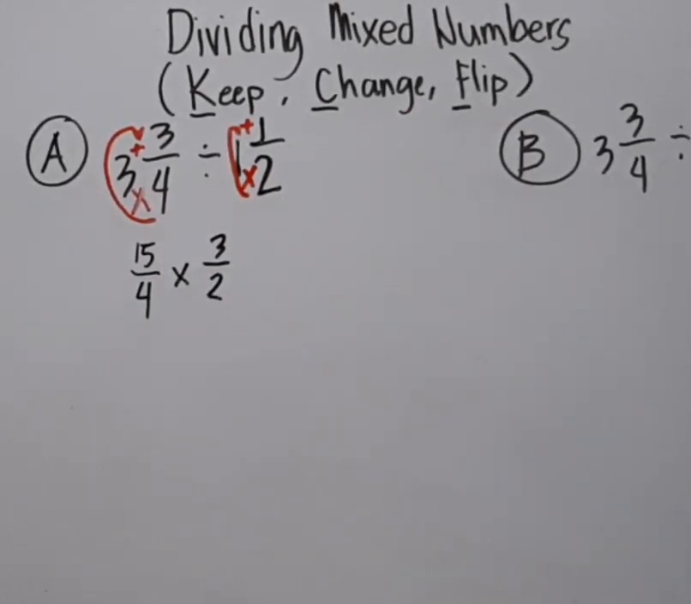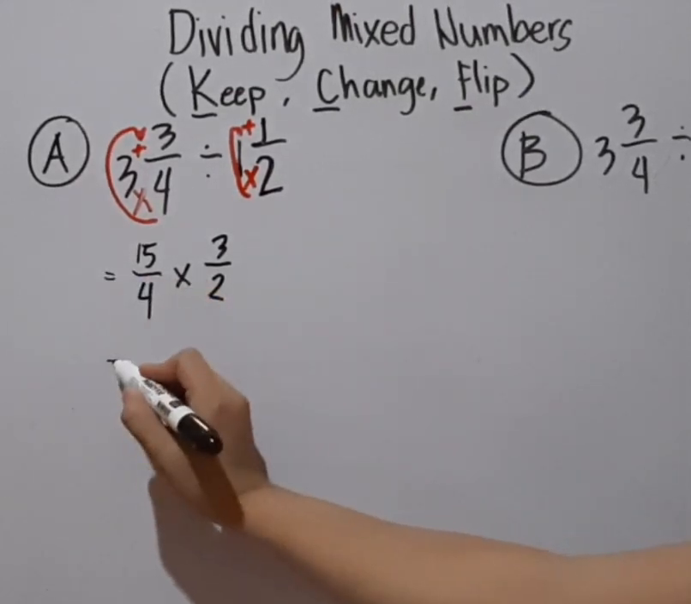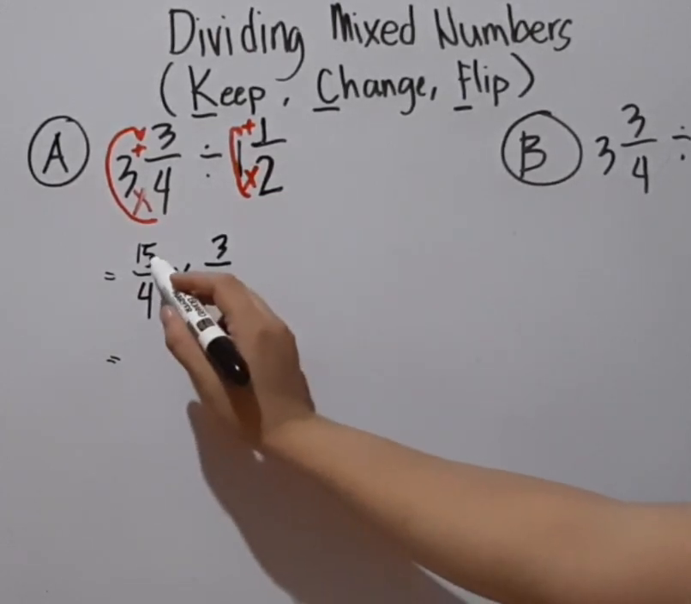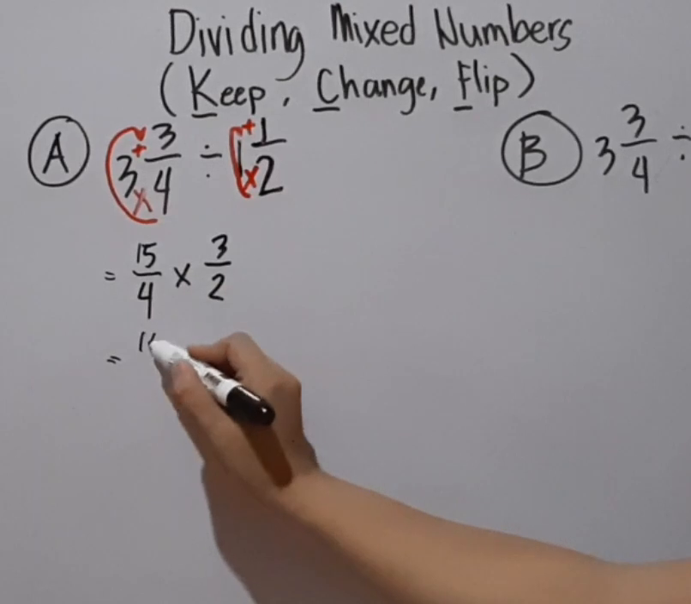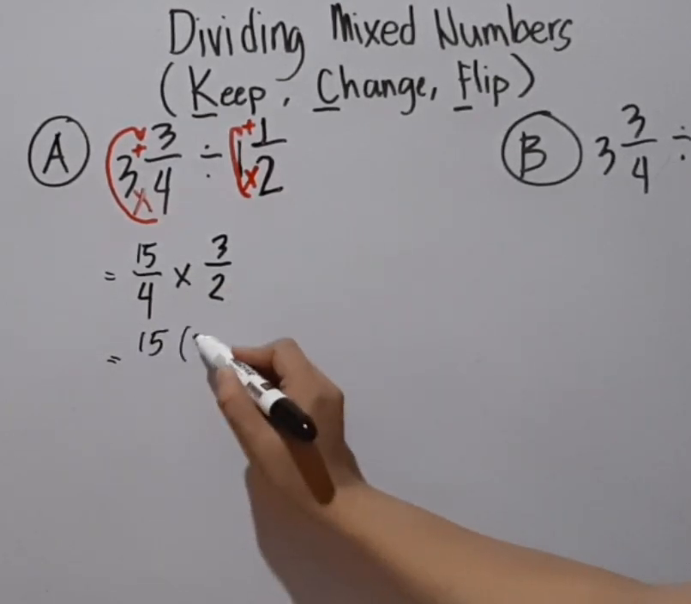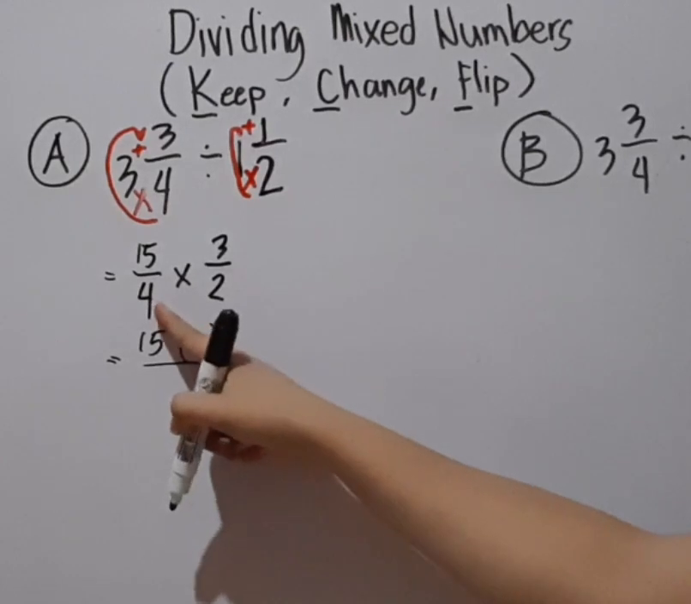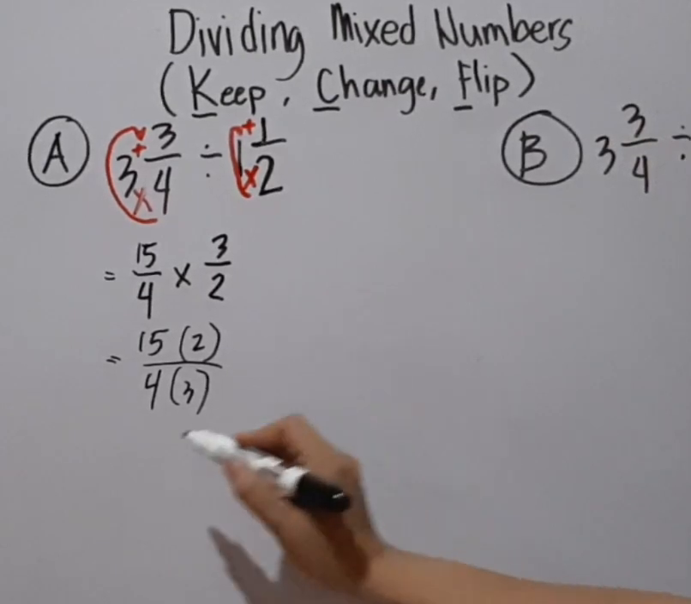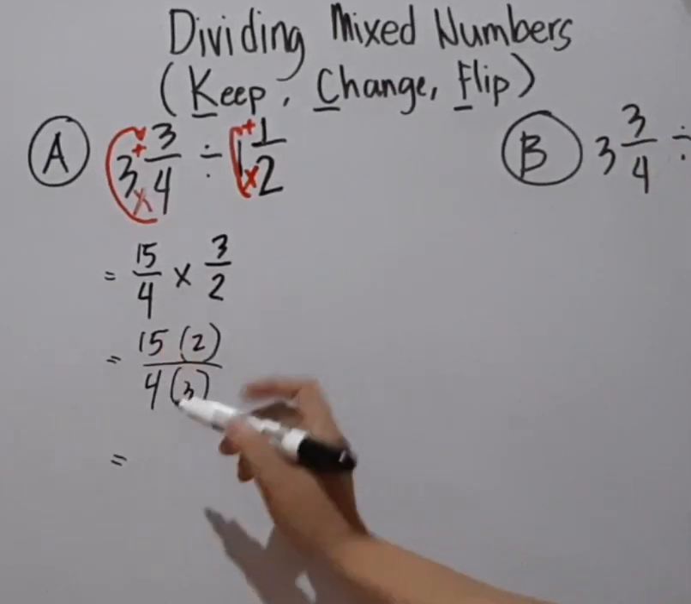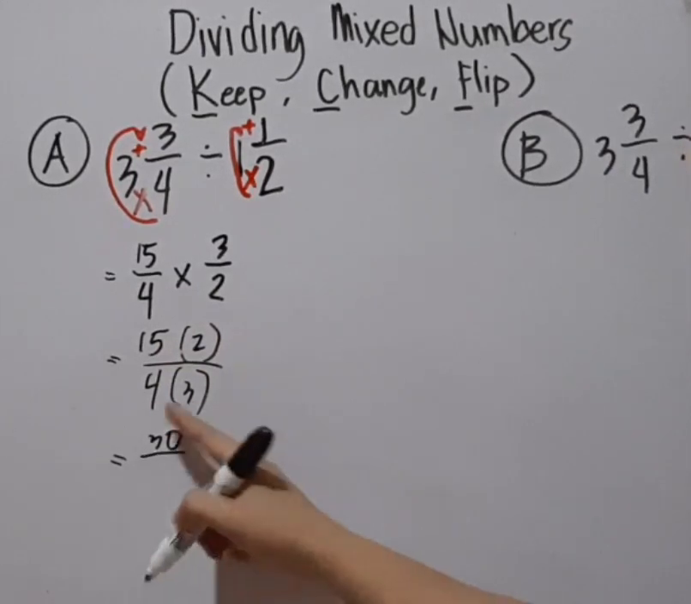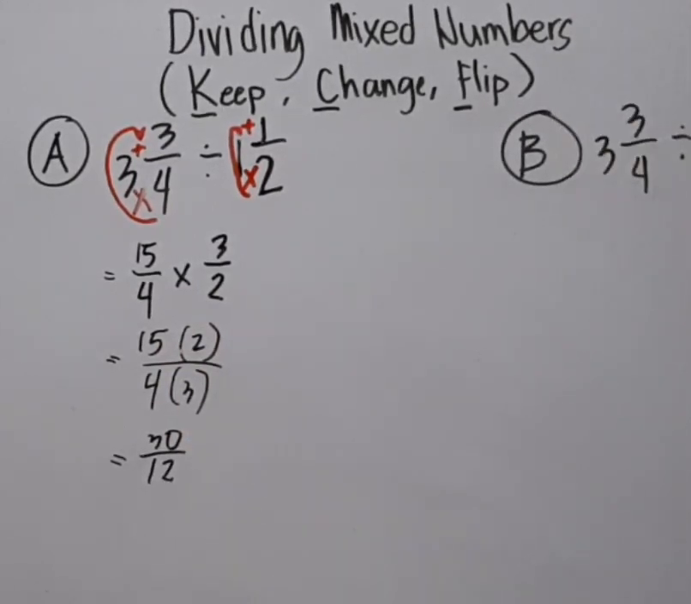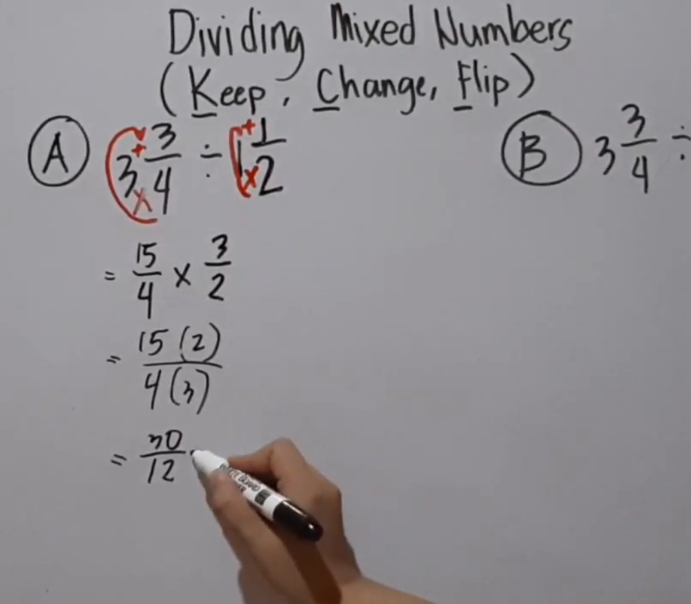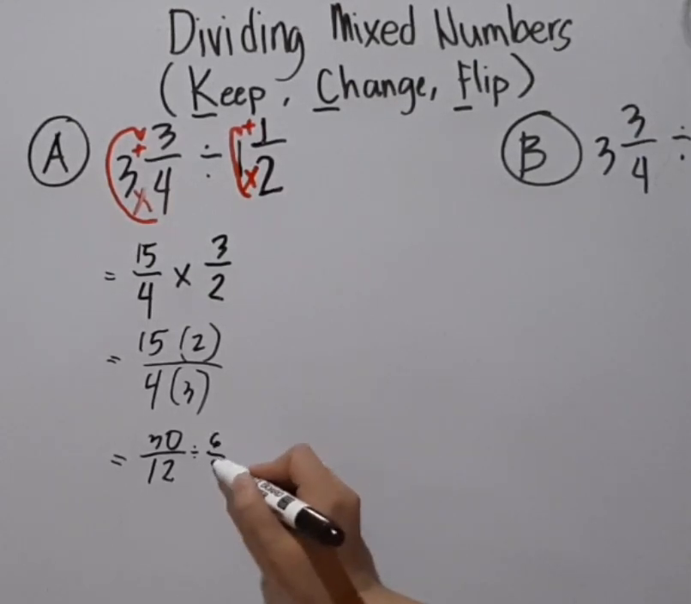Now, after neto, you just execute. Okay? So, from here to here. So, 15 times 2. Cross multiplication siya. 15 times 2 over 4 times 3. Yan. And then, it will give us 15 times 2 is 30 over 4 times 3 is 12. Ito, divisible pa ito ng 6. So, common factor dito is you can divide it by 6 over 6.